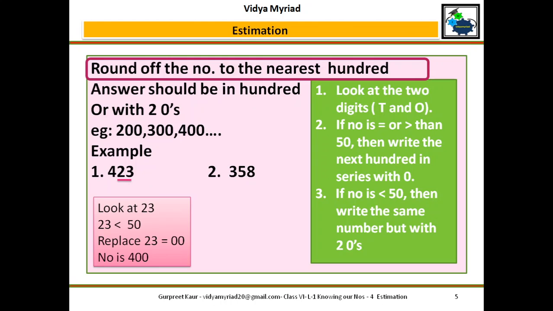Same way, if I want to do 358, I will look at 58. Because it is hundreds, I will just focus at 58, and I know that 58 is more than 50. So I will move to the next hundredth place. My answer comes to 400. Instead of 300, my answer is 400.